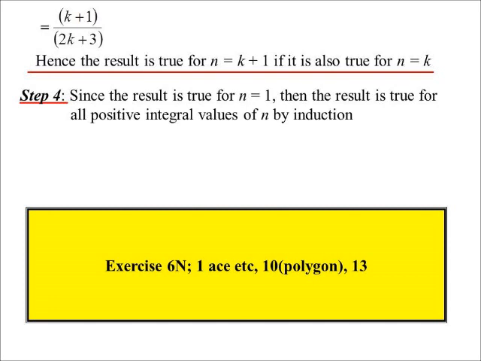Number 10 is interesting in the book in that it's actually a question on polygons. So it's not writing out terms. You've got to think about, how am I going to present my solution here? It's still the same idea. You might use diagrams, but still using the same idea.